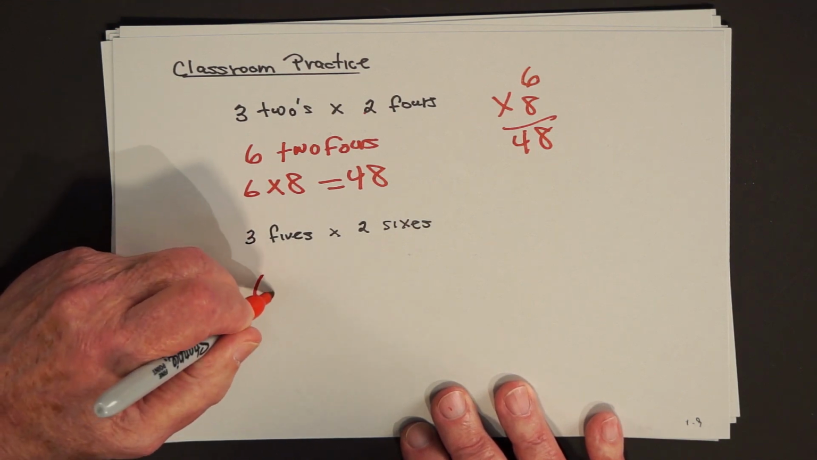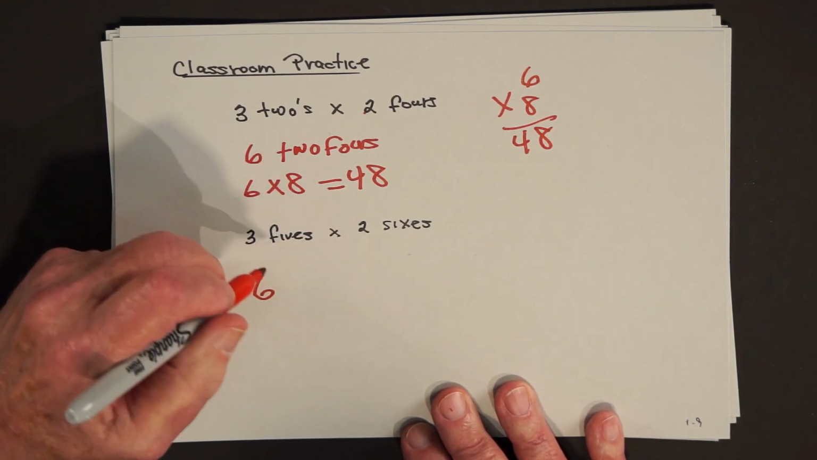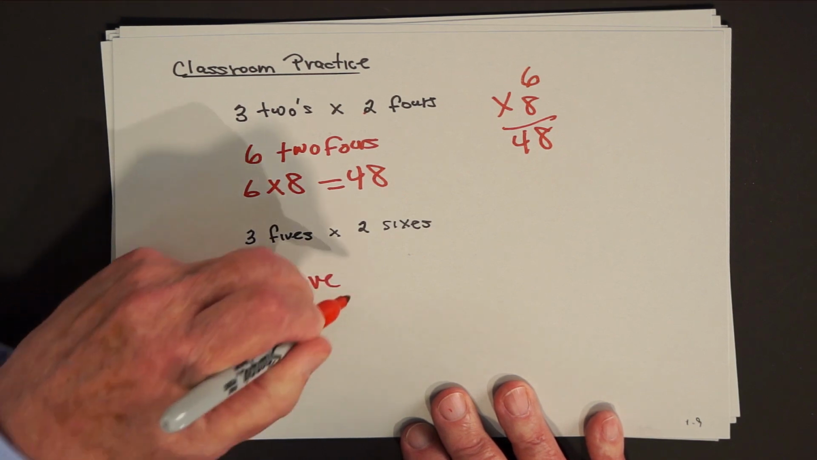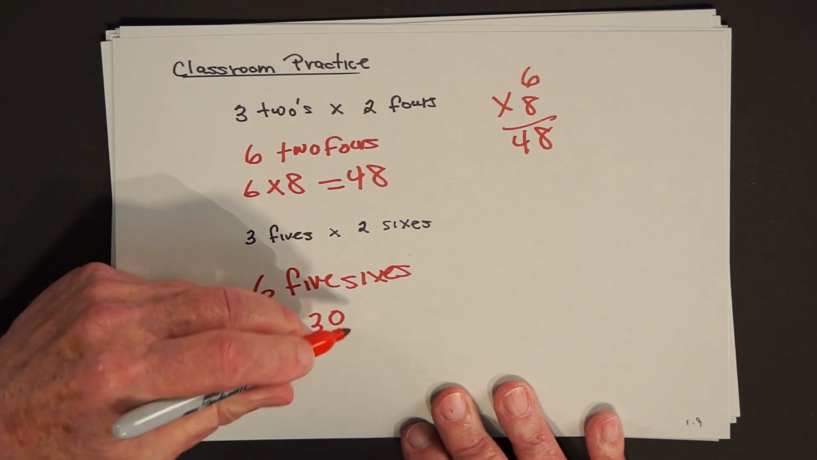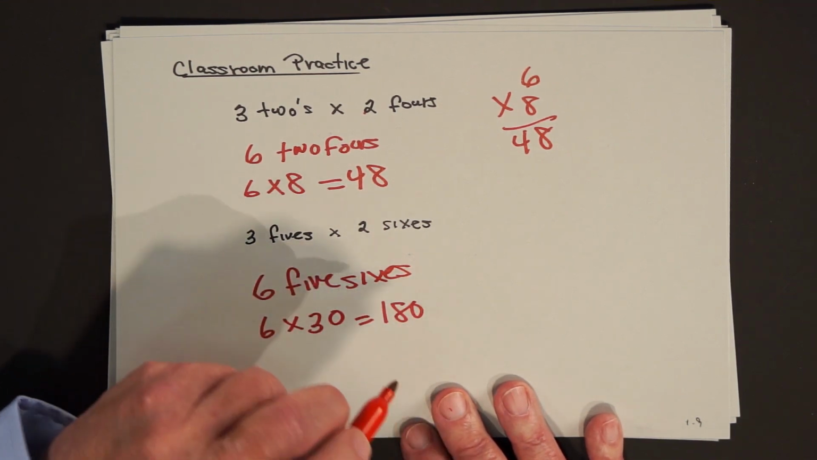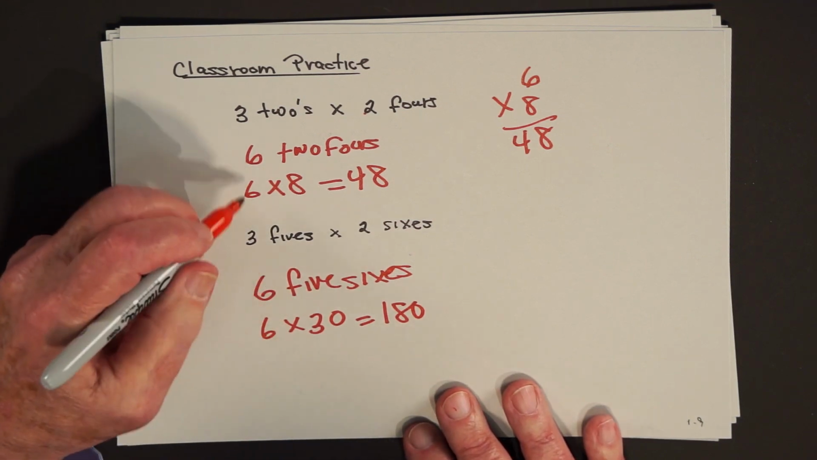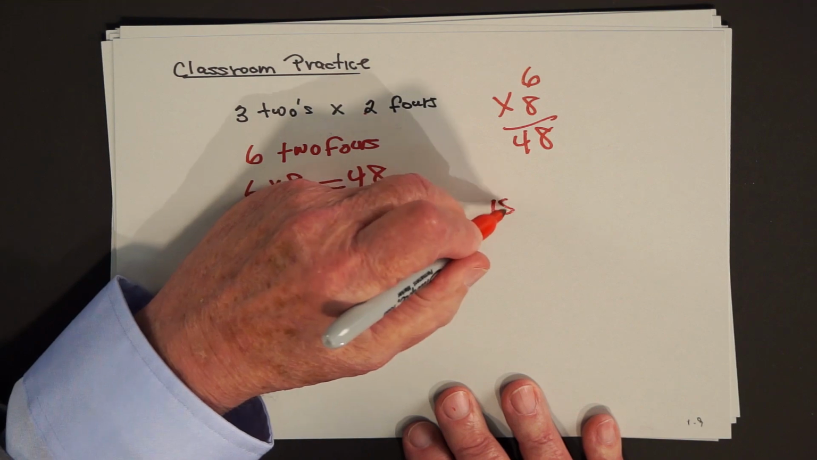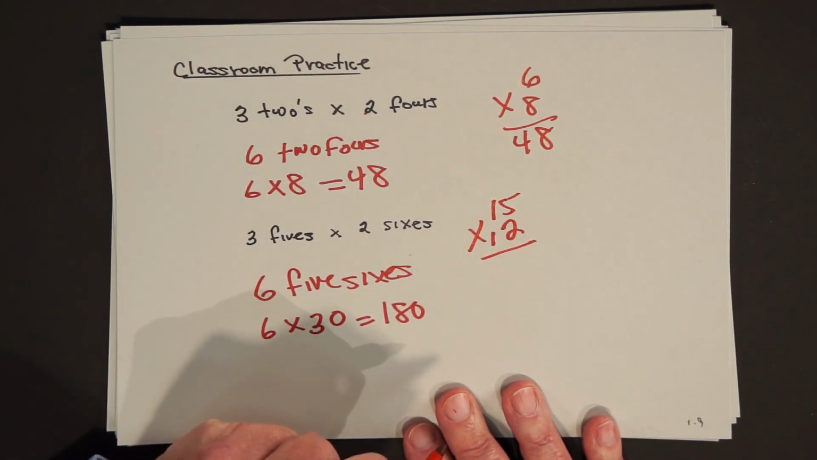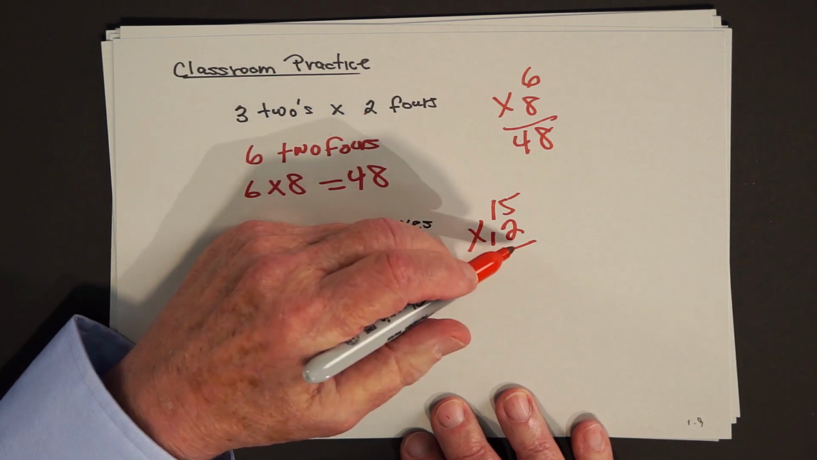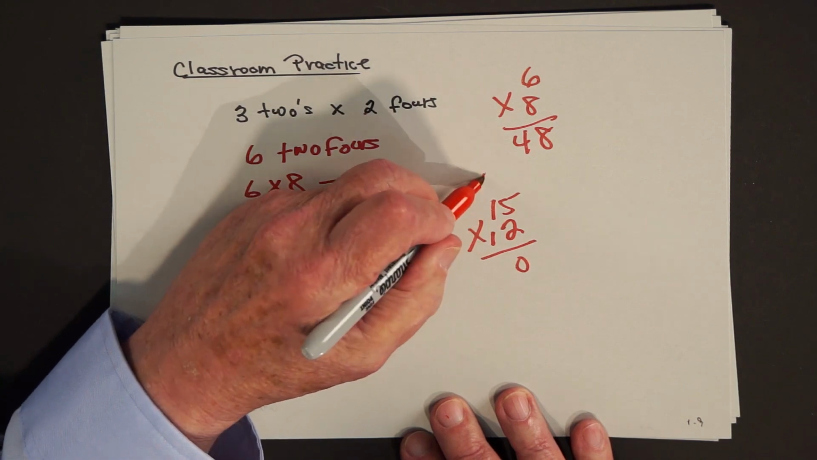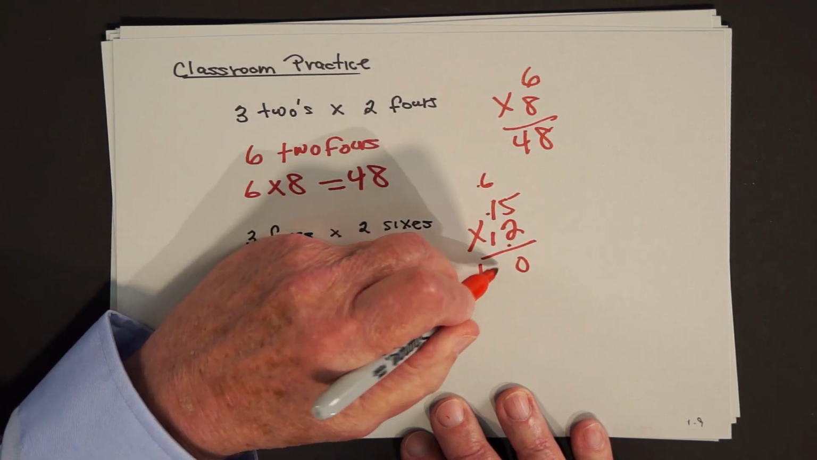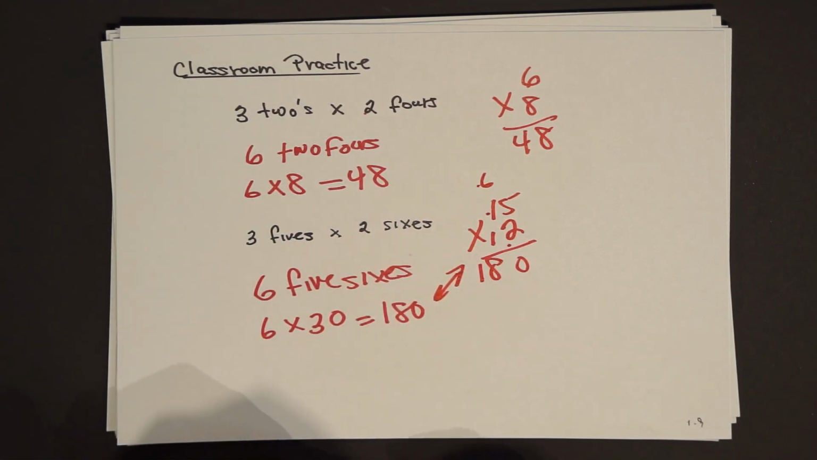3 times 2 would still be 6 here. 3 5s times 2 6s. It would be 6 5 6s. Looks funny, but 5 6s is 30. And 6 times 30 is 180. And what happens over here? 3 5s would be 15, and 2 6s would be 12. And if you multiply 12 by 15, when I went to school, we learned the tables through 12. 12 times 5 is 60, put down the 0, carry the 6. 12 times 1 is 12, plus 6 is 18. Same answer, still doing the drill, but now they're having more fun with it.